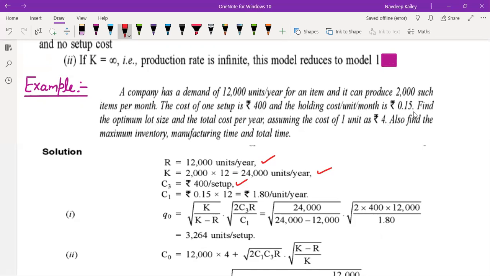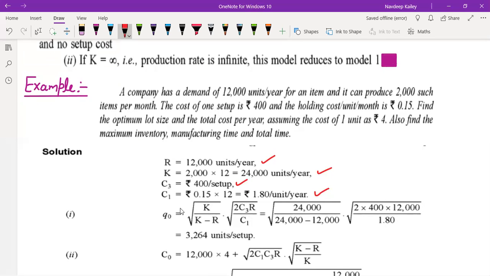If we convert it into yearly, then it becomes rupees 0.15 into 12, that is rupees 1.80 per unit per year. Now, we have to calculate the optimum load size. Already we discussed model 3, and the formulas for optimal size, for manufacturing time, for maximum inventory are already given.